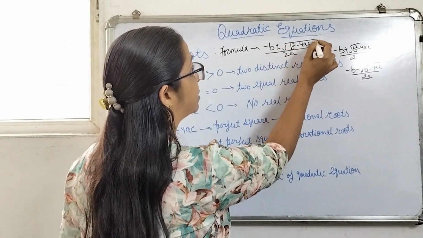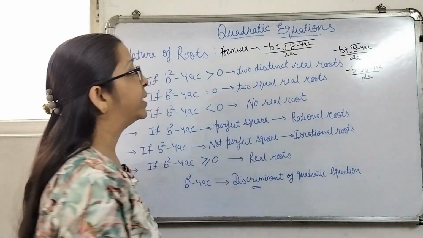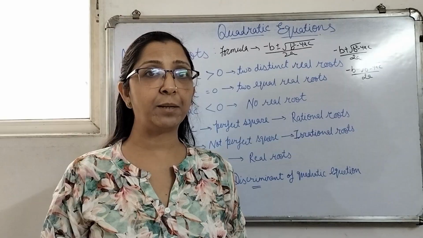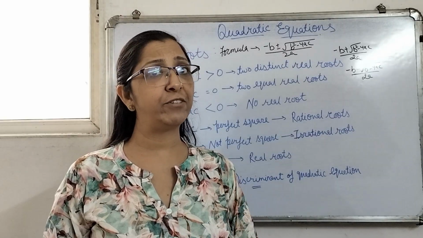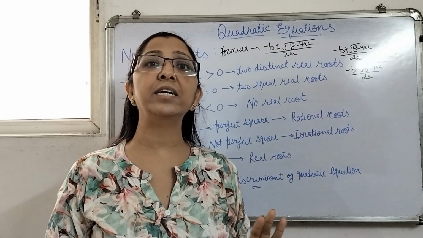And if this part is 0, that means plus minus 0 will be 0 only. Then we will be having two equal real roots, means roots will be same. That's the reason we say that we will be having only one root, because both the two roots which we will be getting are equal.